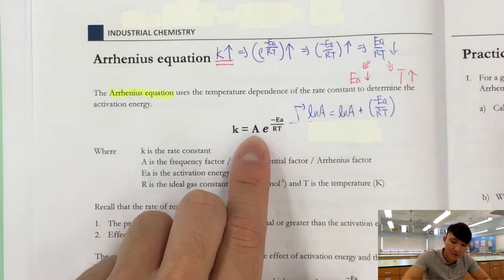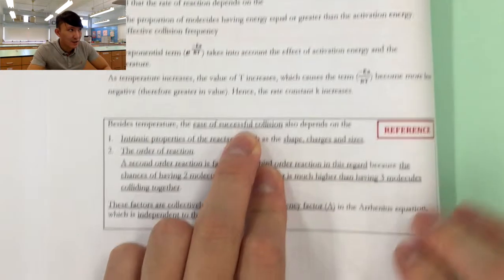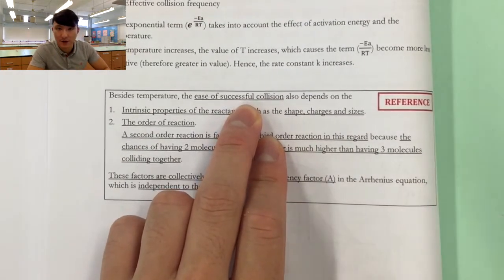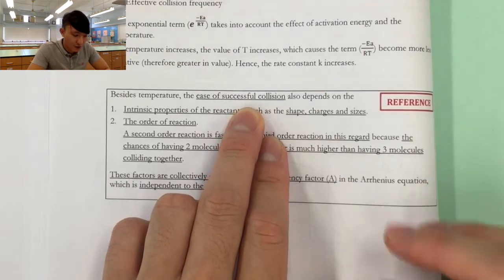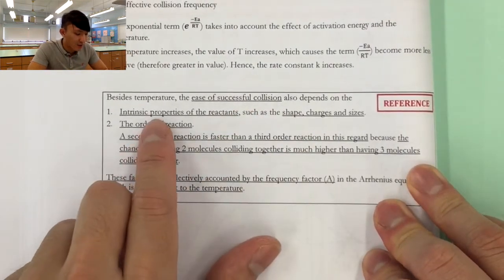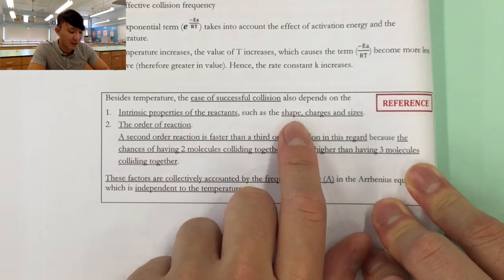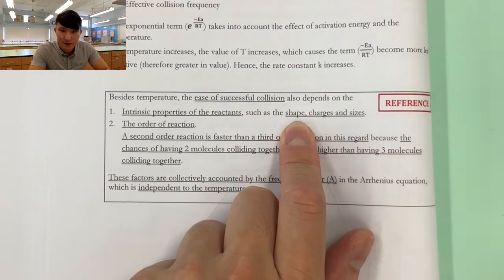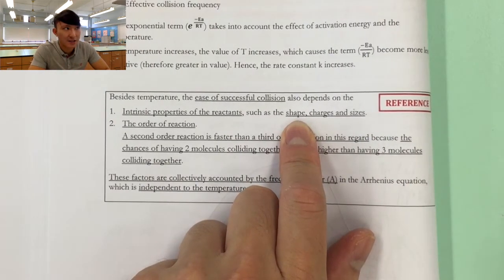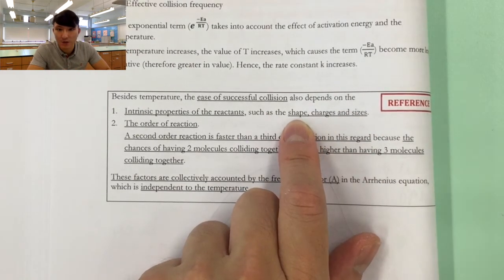Collision frequency. Now, the collision frequency is actually accounted by the term A here. Now this one is out of syllabus, but I will explain a little bit. So down here, whether or not a collision is successful, or whether or not a successful collision is easy, depends on several factors. So it depends on some intrinsic property of the reactants, which is including shape, charges, and size. Now think about it. Molecules with large size are easy to collide on one another, right? And the shape as well.